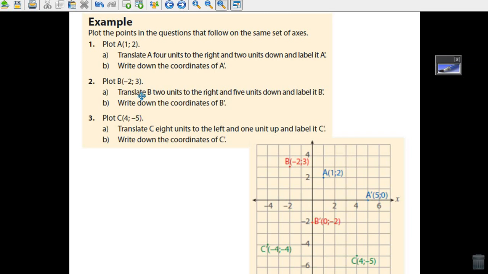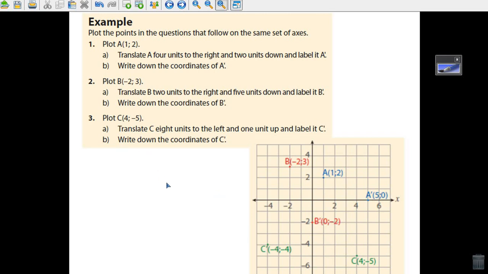Let's look at the next point, B. If we have minus 2 and 3, we're going to move it 2 units to the right, and then 1, 2, 3, 4, 5 units down. So it started here, but we went 2 to the right and 5 down. We get a new point that has coordinates of x is 0 and y is minus 2.